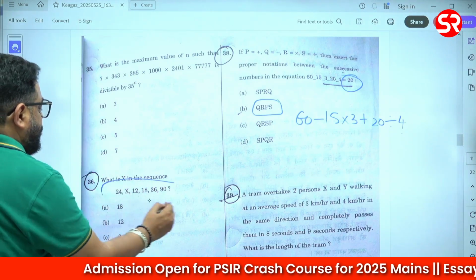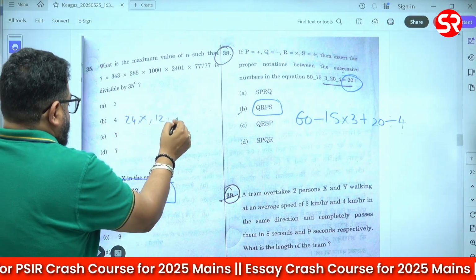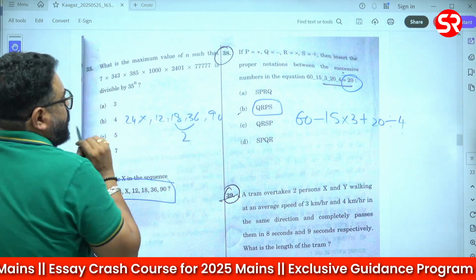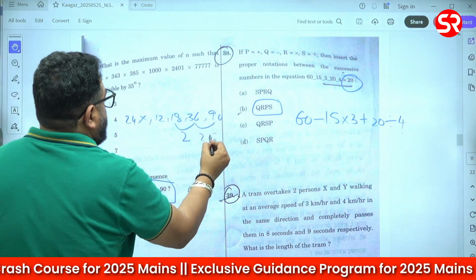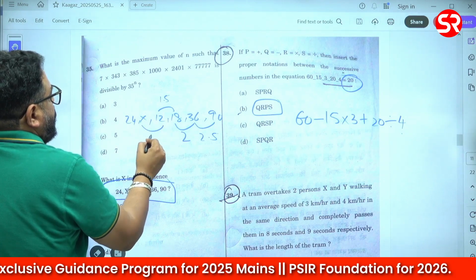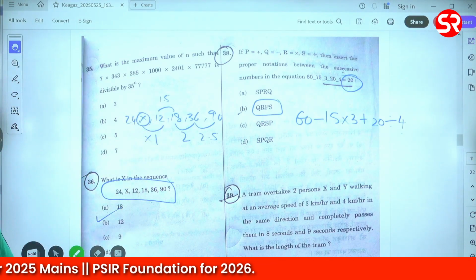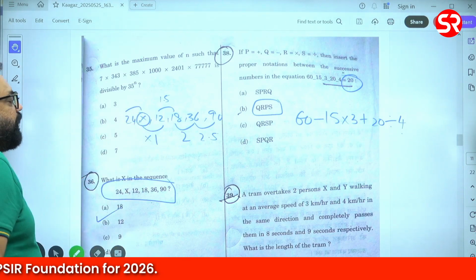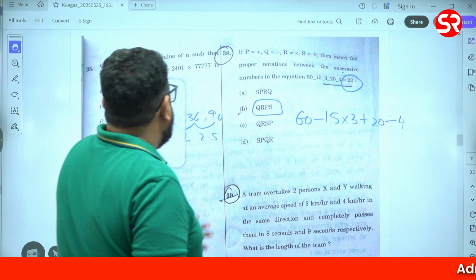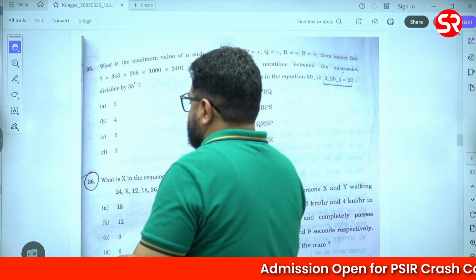And this is a repeat of a sequence: 24, then x, then 12, then 18, then 36, 90. Look, a twice relation is going on. This is multiplied by 1.5. So this is multiplied by 1. X is equal to 12. Isn't it? Here it will be half. Half of 24 is 12. So this is how it should have been done, guys.